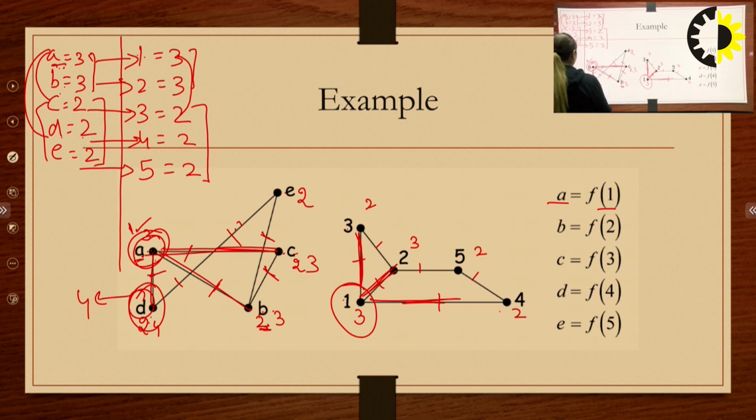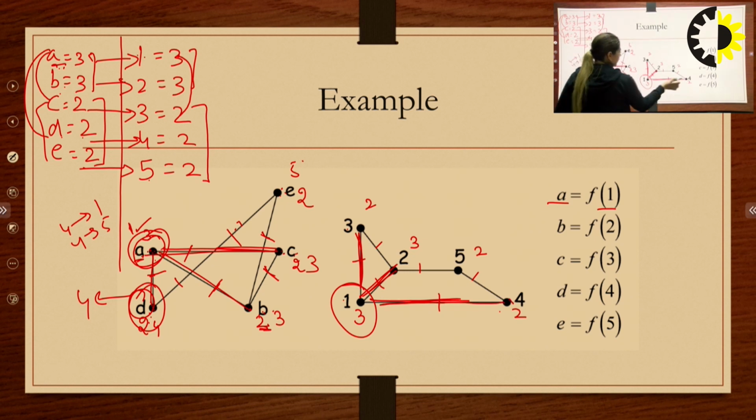D is connected to A. That means 4 is connected to 1. Then D is connected to E. E is mapped to 5. So 4 is connected to 5. There should be an edge between 4 and 1, and 4 and 5. Yes, it is there. 4 and 5, there should be an edge. Yes, there is. This combination is also okay.